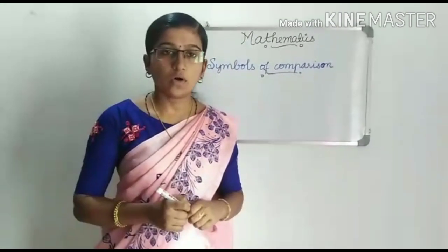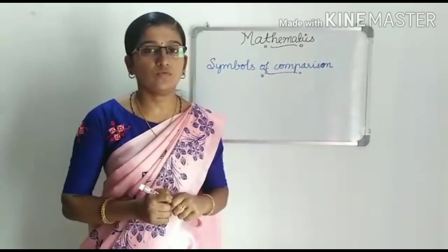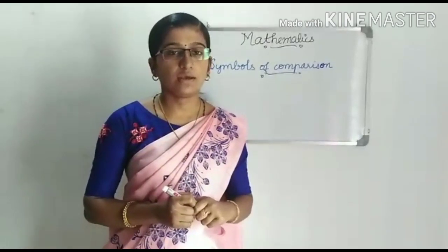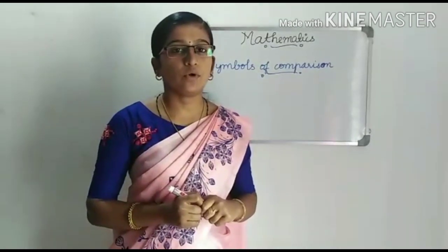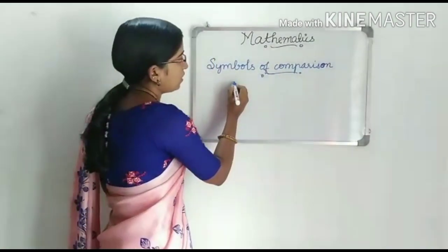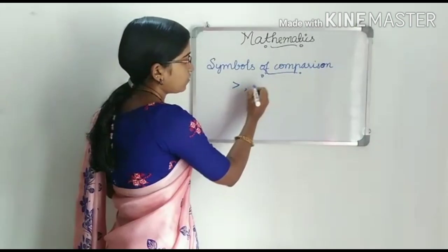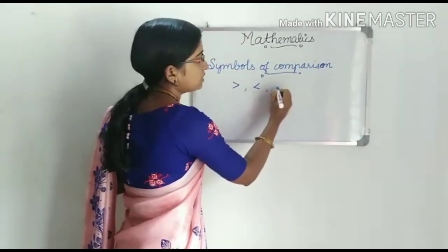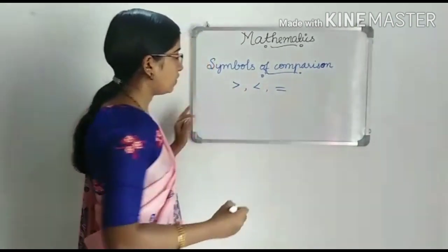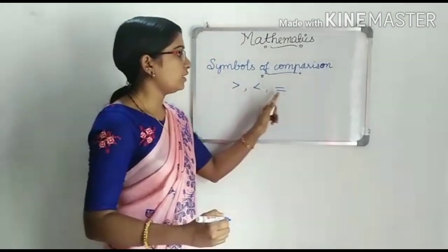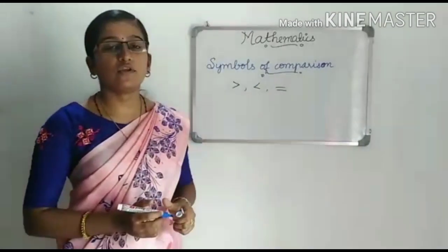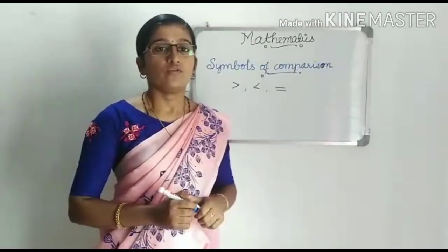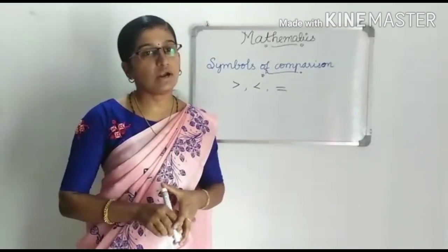Children, you have already learned how to compare 1-digit numbers, isn't it? So first, let's revise the symbols for comparison of 2-digit numbers. The first symbol is greater than, and the second symbol is less than, and the third symbol is equal to. So greater than, less than, or equal to. These are the three symbols for comparison of two numbers. So first we can learn to compare 1-digit numbers.